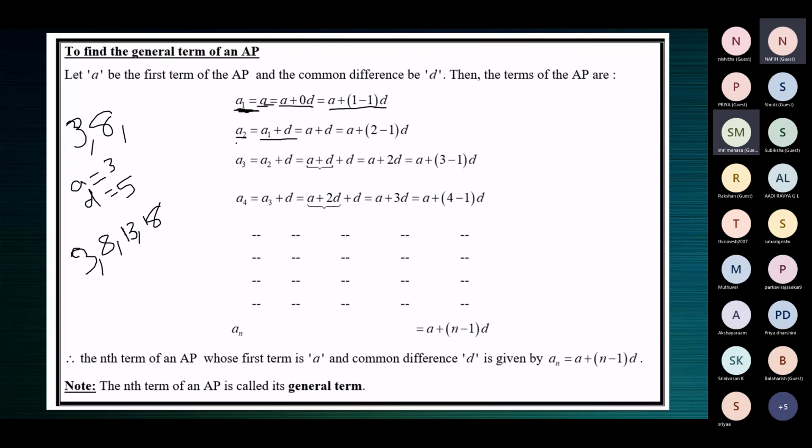So the second term will be the first term A1 plus the common difference. But the first term A1 is A, so it is A plus D. Now you want to write the coefficient of D, which is 1, as something minus 1. What minus 1 is 1? You can write that 1D as 2 minus 1 into D. Why 2 minus 1? Because 2 minus 1 is 1.